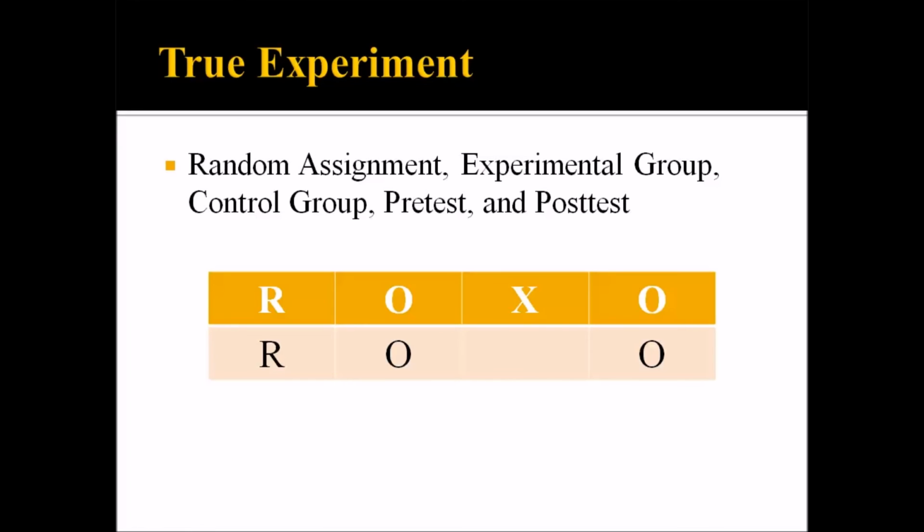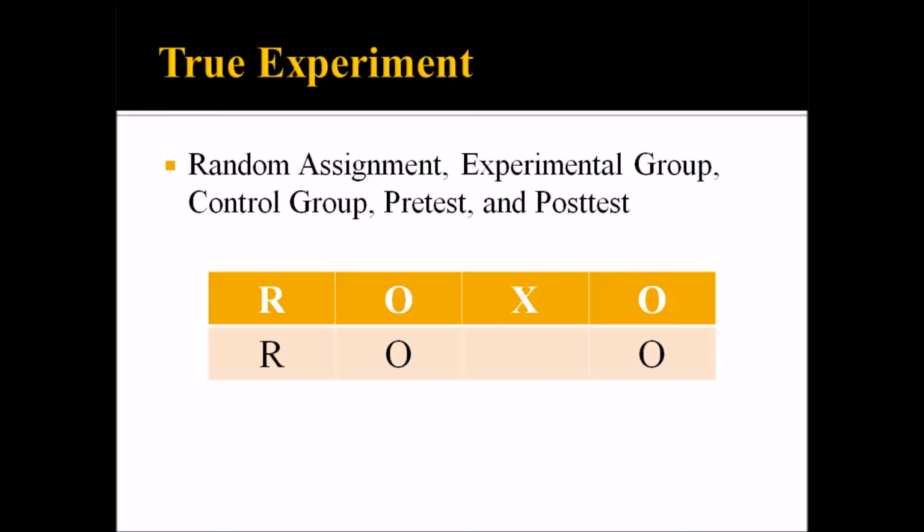So now let's take a look at a true experiment. So this has all the features that we talked about before. This has random assignment, it has an experimental and a control group, and a pre-test and post-test. And when you're running a true experiment, this gives you the most authority to infer causality. There are still other factors that can come into play, but this gives you the highest level of confidence when you're trying to infer causality.